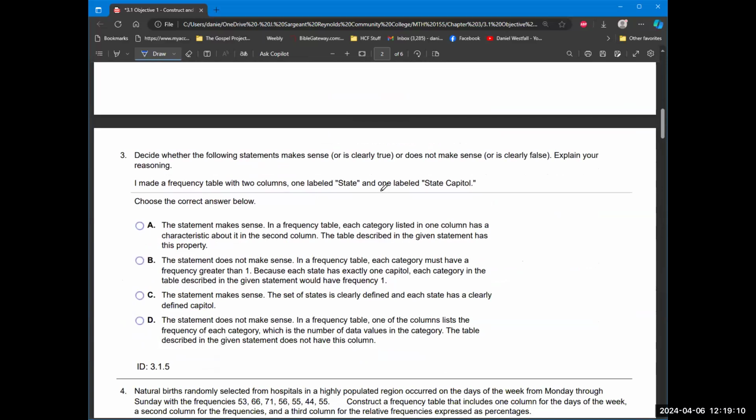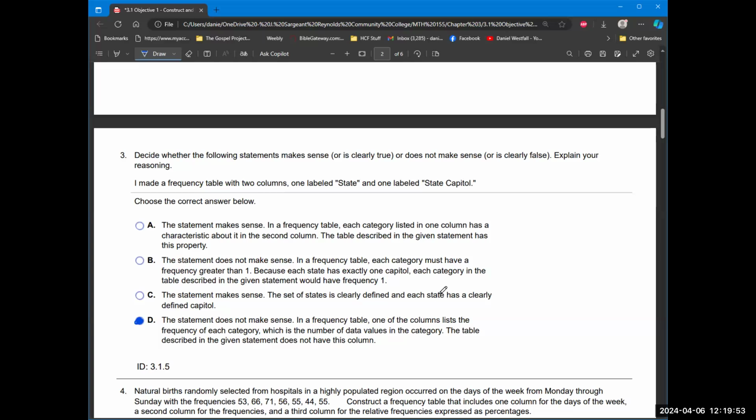And our third question here: describe whether the following statement makes sense or is clearly true, or does not make sense or is clearly false, and explain your reasoning. I made a frequency table with two columns, one labeled state and one labeled state capital. That doesn't make sense because neither of those is the frequency. So the statement does not make sense. In a frequency table, one of the columns lists the frequency of each category, which is the number of data values in the category. The table described in the given statement does not have such a column.